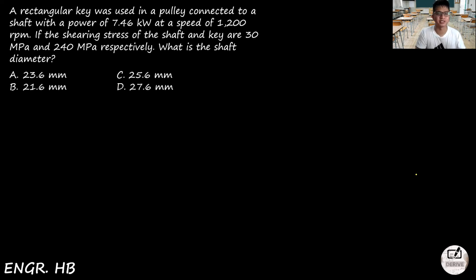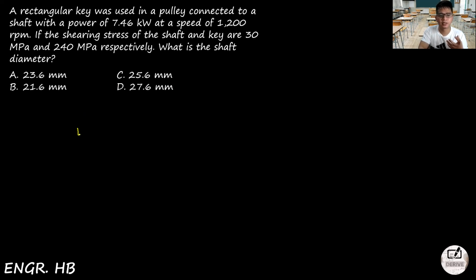Here's the second question. A rectangular key was used in a pulley connected to a shaft with a power of 7.46 kilowatts at a speed of 1,200 RPM. If the shearing stress of the shaft and key are 30 and 240 megapascal respectively, what is the shaft diameter? I'm going to draw a simple drawing for this.